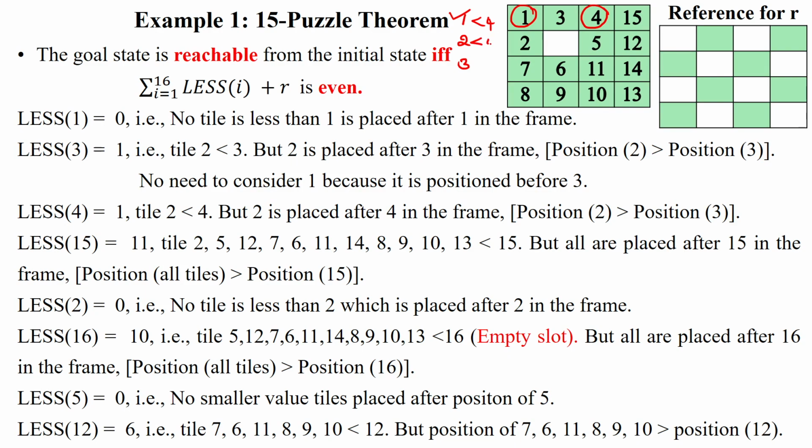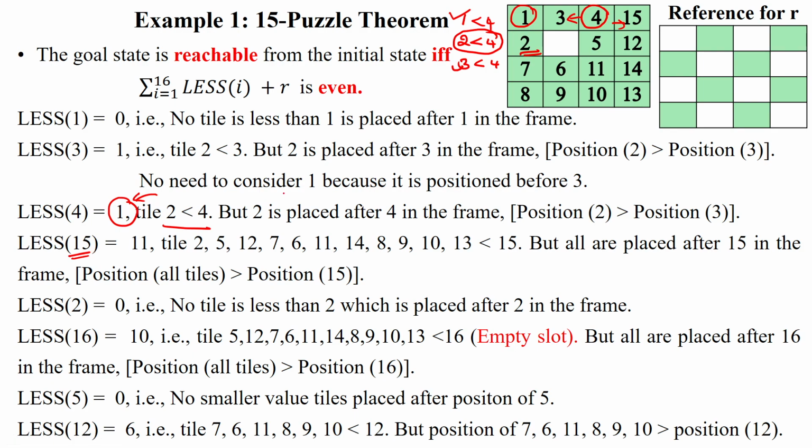And 2 is less than 4, and here 2 is placed after the 4, so we have to count it as less of 4. Then 3 is less than 4, and the position of 3 is less than the position of 4, so we need not count this one. So we have to count only 2, which is positioned after the 4. Tile 2 is less than 4 and is counted because its position is greater than the position of 4.